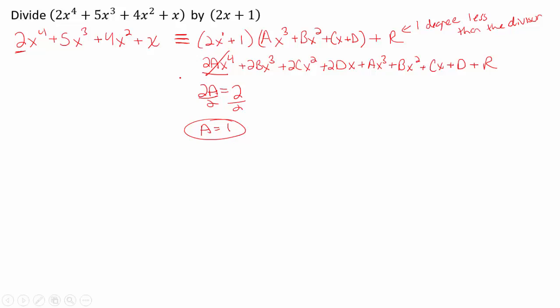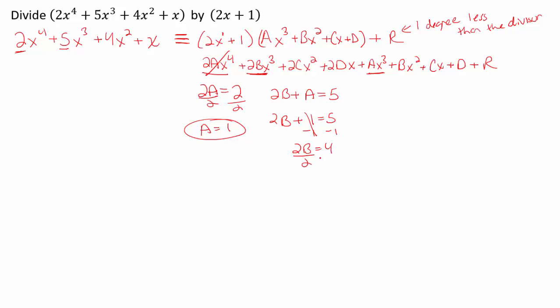So I'm going to cross this one out now that I've used it so that I don't get confused on which ones I've used. This has an x cubed and this has an x cubed. So I'm going to take the coefficient. I'm going to say 2b plus the coefficient of this one, which is a, must be equal to this 5 because that is the coefficient of my x cubed term over here. Now I already know what a is, so I'm going to plug this 1 into a. I'm going to say 2b plus 1 must equal 5, and I'm going to solve using basic algebra.